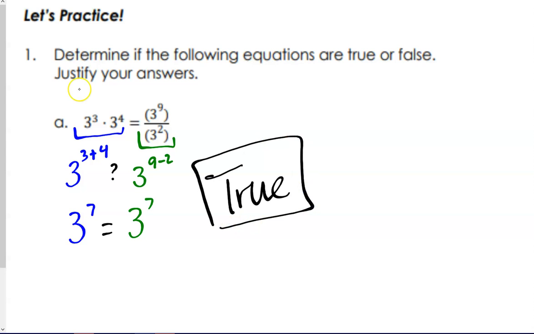Okay. So justifying your answer, that's what I did here. That's justifying it. And then this is my true or false. There's 2 pieces to this problem and you have to show them both to me.